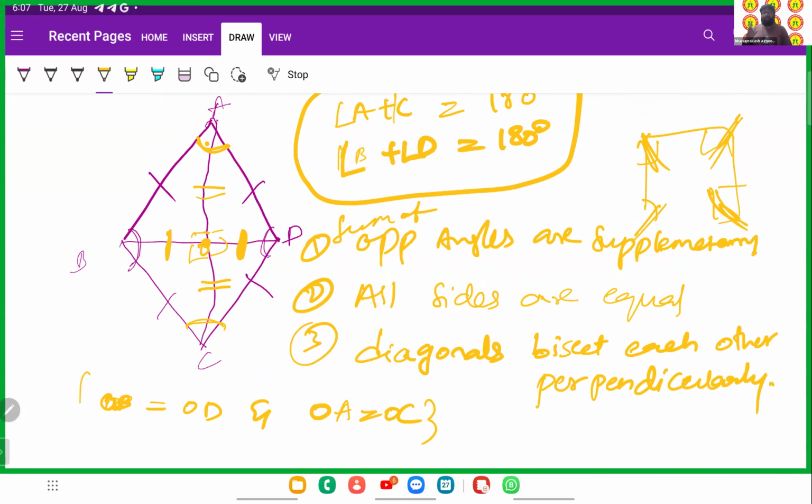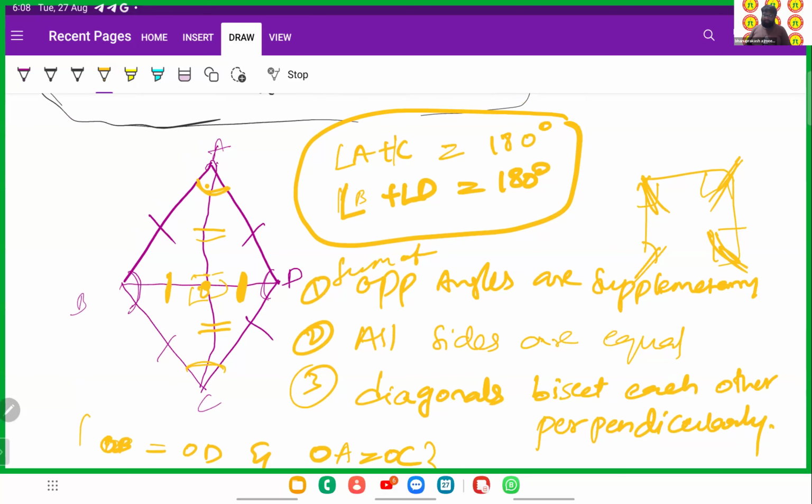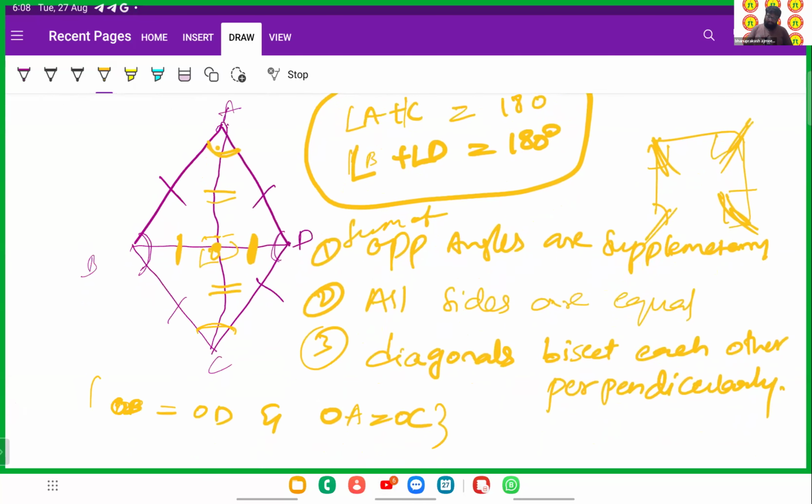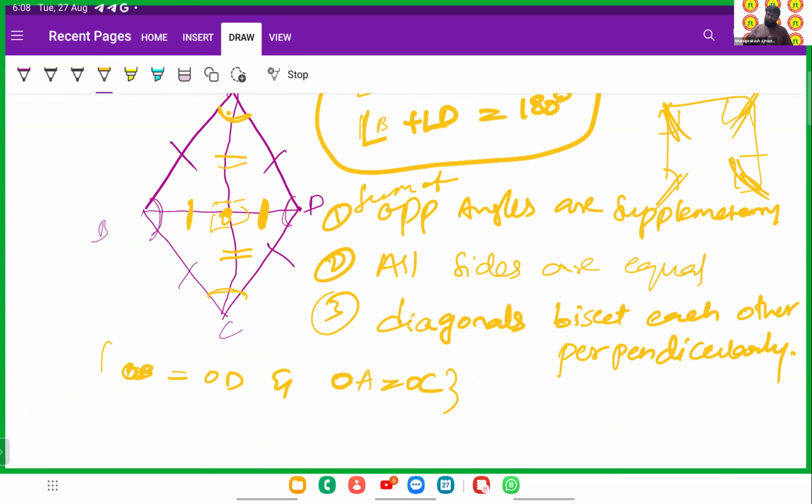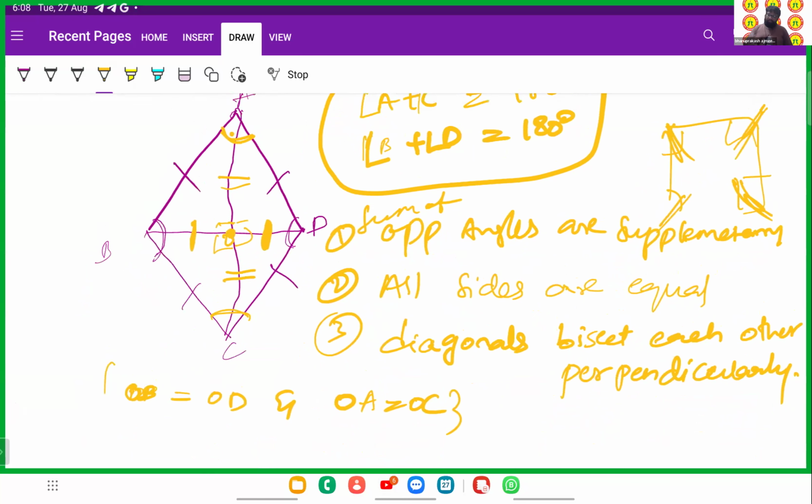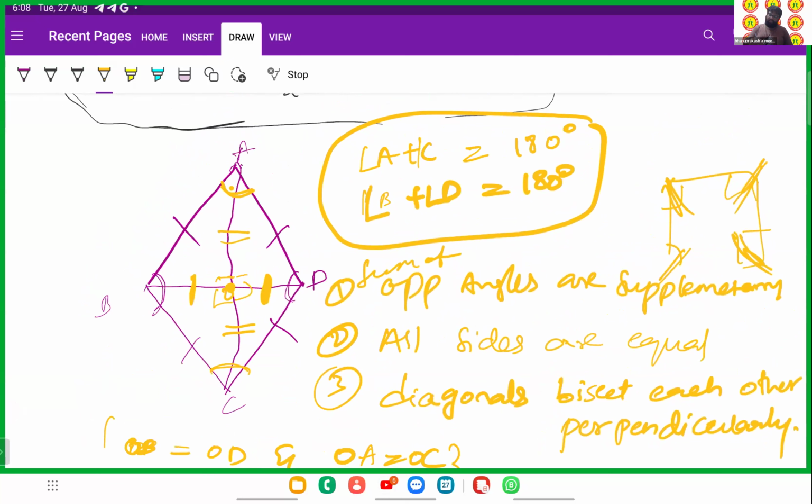So these all are the qualities of a rhombus. You can write it. Sum of opposite angles are supplementary. All sides are equal. Diagonals bisect each other perpendicularly. That is OA equal to OD and OA equal to OC. And sum of opposite angles are supplementary. That is angle A plus angle C is 180 degrees. Angle B plus angle D is 180 degrees.